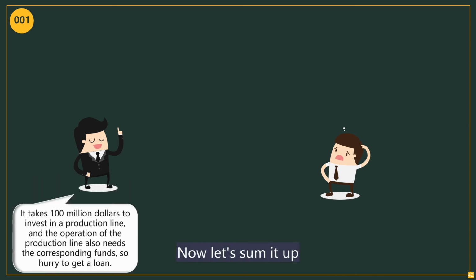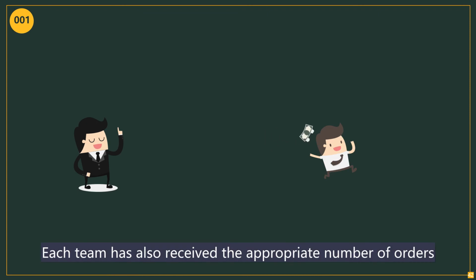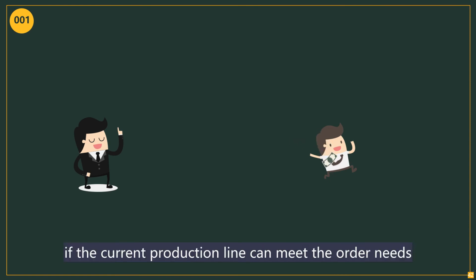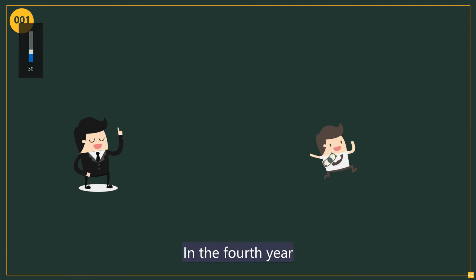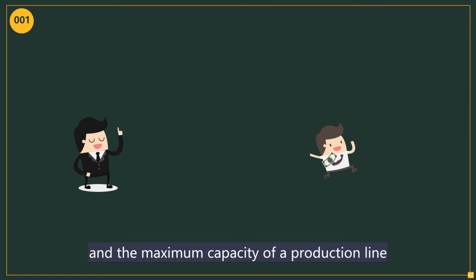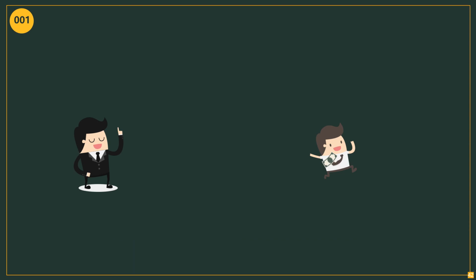Now let's sum it up. The order bidding has been completed. Each team has also received the appropriate number of orders. And now each team needs to see if the current production line can meet the order needs. In the 4th year, the maximum capacity of a production line for an appliance manufacturer is 14,000. And the maximum capacity of a production line for an automotive manufacturer is 1,400.